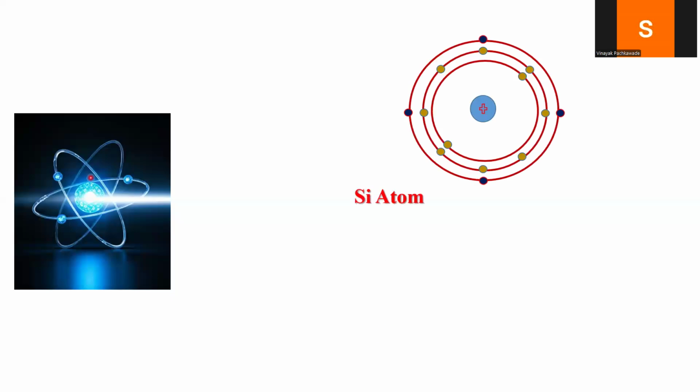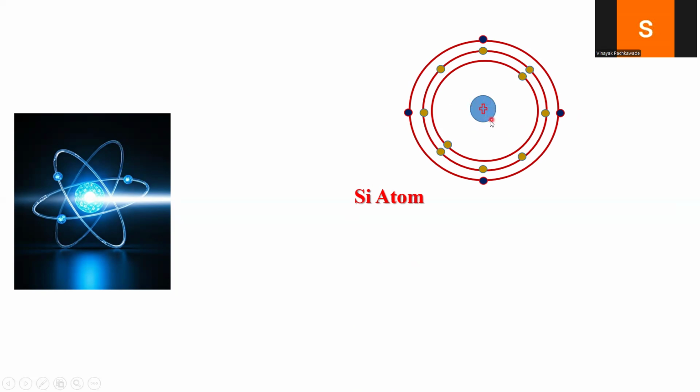So what you see here, we have a single silicon atom as shown. At the very center, or at the very core of this atom, you have a nucleus, and inside the nucleus, you have protons and neutrons. Protons have positive charges. That's why we have shown a plus sign here. Neutrons do not carry any charge.